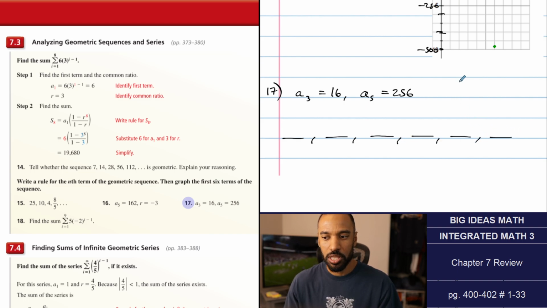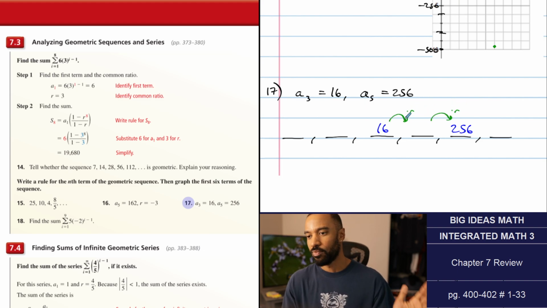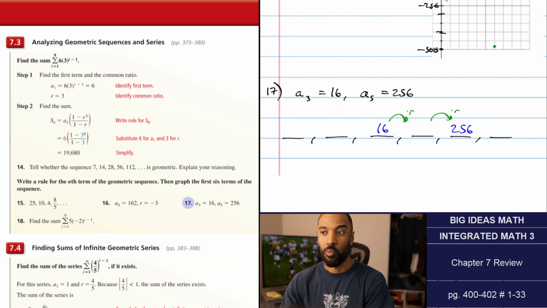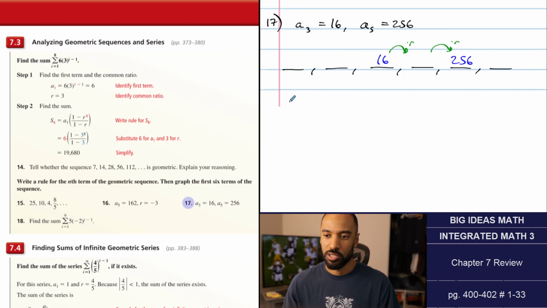There's one danger to thinking about it this way, and I'll call it out in a moment. But yeah, this is the third term. This is the fifth term. So you're kind of trying to figure out, I'm giving you just a practical version in case you don't know what to do otherwise. 16 times some common ratio twice gives you 256. So, right? 16 times r squared is 256.